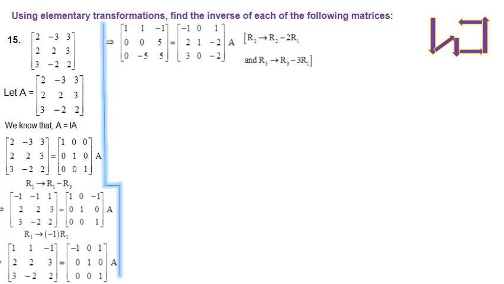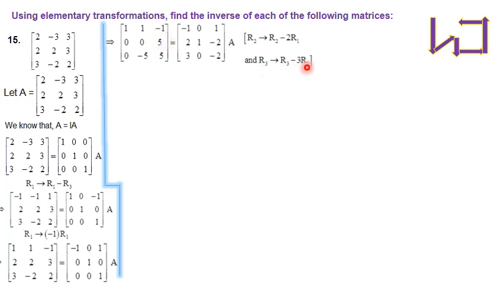And next is R2 minus 2R1. That is 2 minus 2 into 1, which is 0. Next is 2 minus 2 into 1, that is equal to again 0. Then 3 minus 2 into minus 1, that is plus 2, that is 3 plus 2, that is equal to 5.